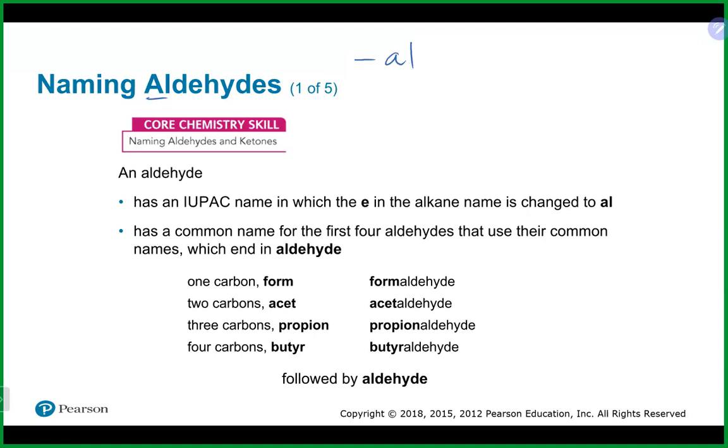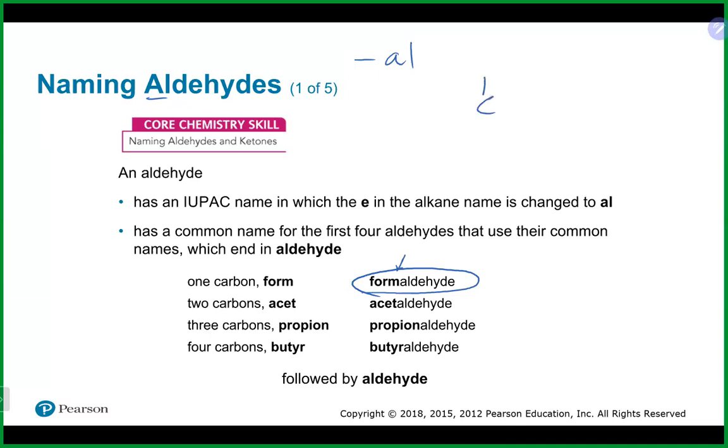There are some aldehydes that have common names. One carbon is known as formaldehyde. Perhaps you're familiar with that. Two carbons is acetaldehyde; propionaldehyde and butyraldehyde are other common names. We probably will not go with the common names here. We will go with the IUPAC way of naming, which is AL. Out of all of them, formaldehyde might be one that you should be familiar with.